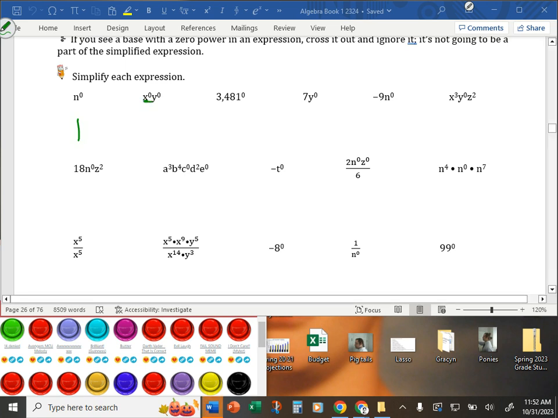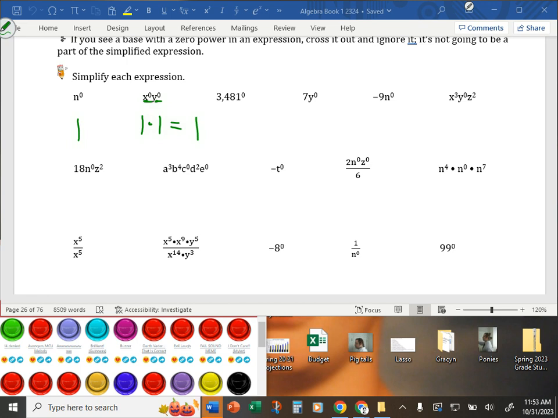What does x to the 0 equal? 1. What does y to the 0 power equal? 1. We're multiplying those two things together. What's 1 times 1? 1. Now, is every answer on this page going to be 1? No, right? That'd be way too easy. But I'm showing you all the different ways that these things can interact.